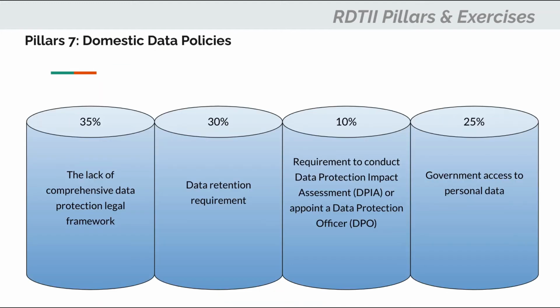In this regard, this pillar considers the following as restrictive. First, the lack of comprehensive data protection legal framework. Second, data retention requirement. Third, requirement to conduct data protection impact assessment, DPIA, or appoint a data protection officer, DPO. Fourth, government access to personal data. The weights for each subpillar are 35%, 30%, 10%, and 25%.